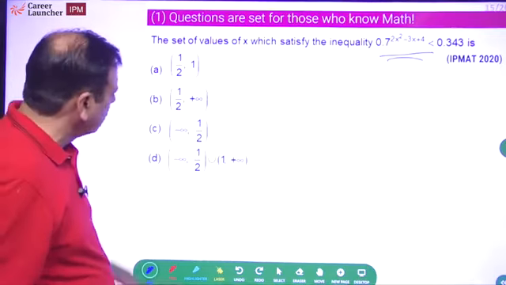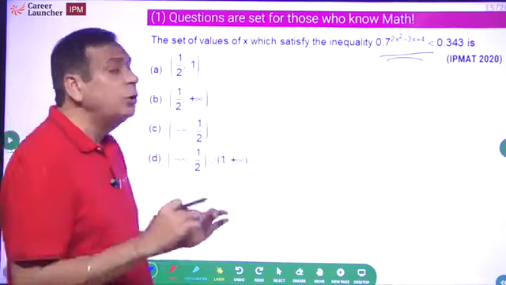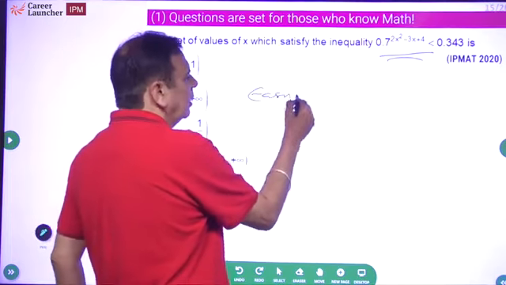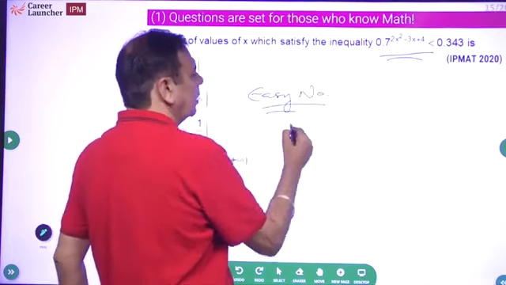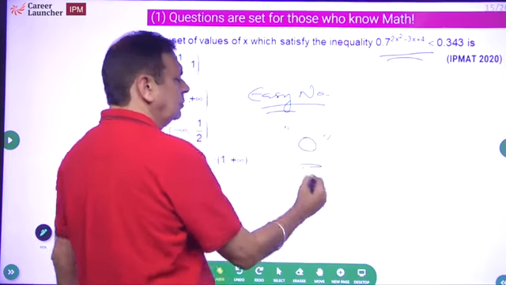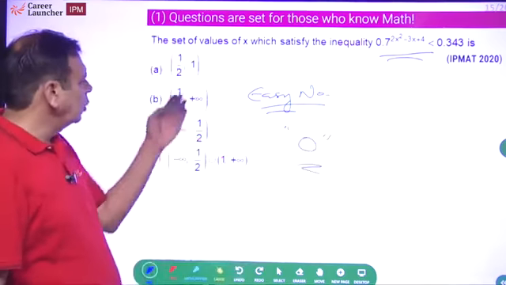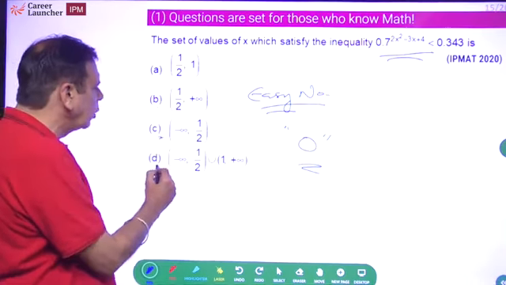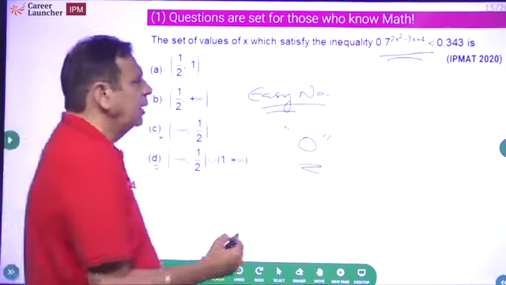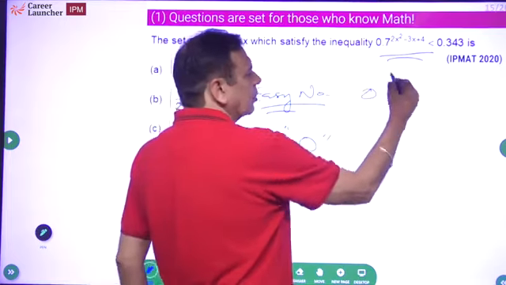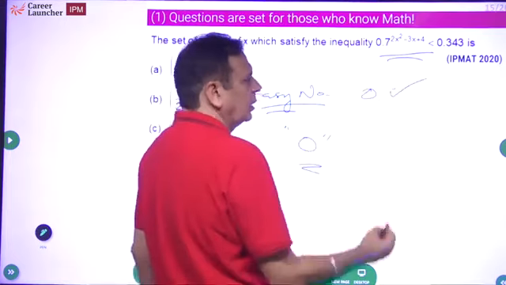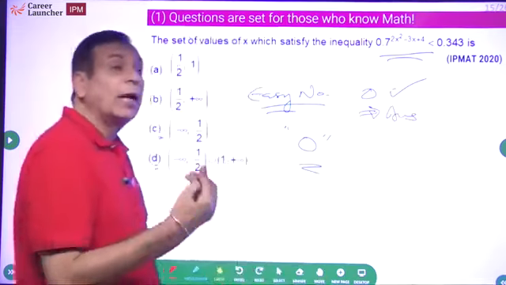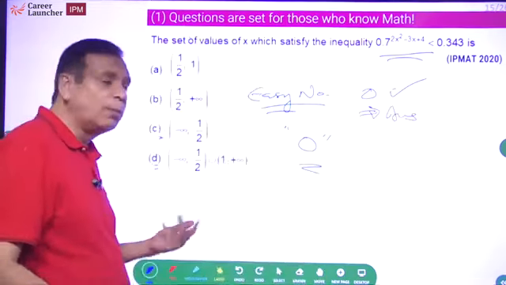Now look at all the choices. When you pick up a number, use a simple, easy number. Which is the easiest number? 0. सिफर. 0 है कहीं पे? इसमें नहीं है. इसमें नहीं है, but 0 is available in choice C and D. What does that mean? If 0 satisfies this equation, then 0 should be a part of my answer. If 0 does not satisfy the equation, then it should not be a part of my answer.